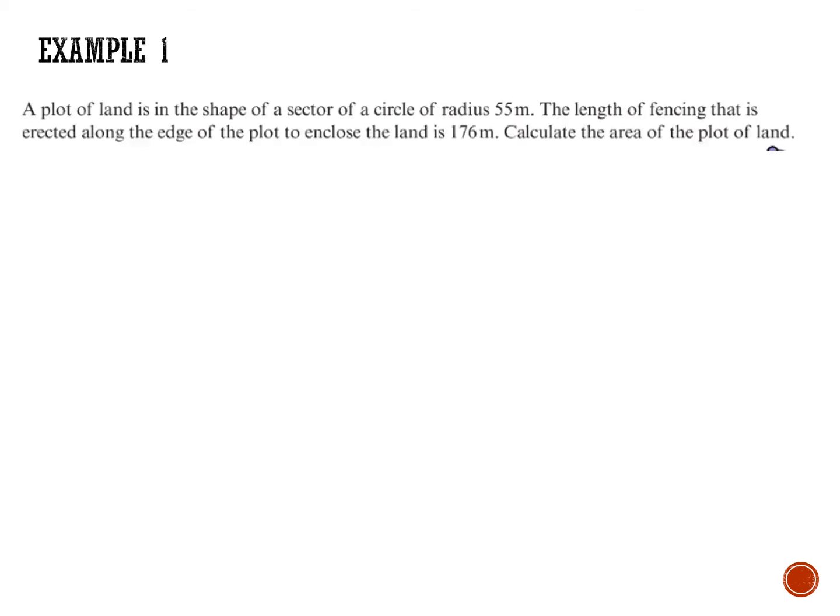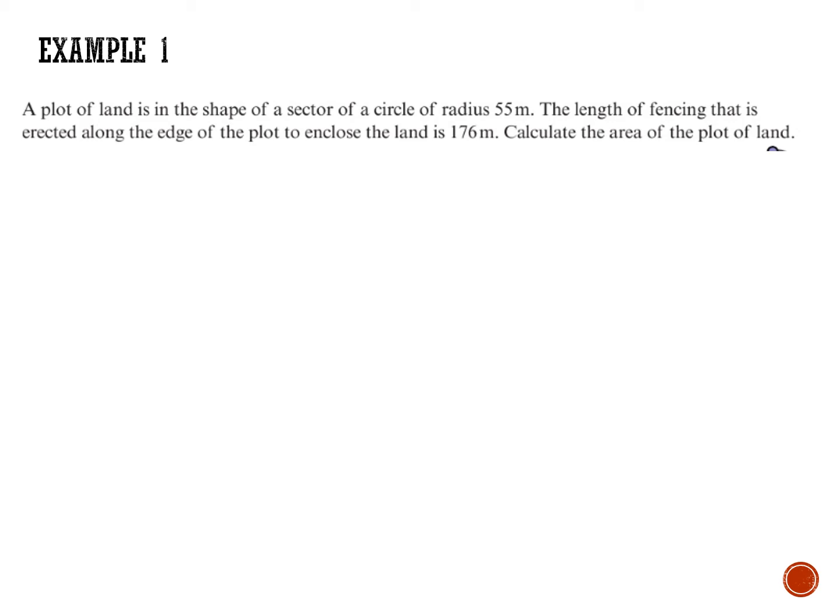Let's do some examples then. Here's my example number 1. So pause this video so you can copy it down. A plot of land is in the shape of a sector of a circle of radius 55. The length of fencing that is erected along the edge of the plot to enclose it is 176 metres. Calculate the area of the plot of land.